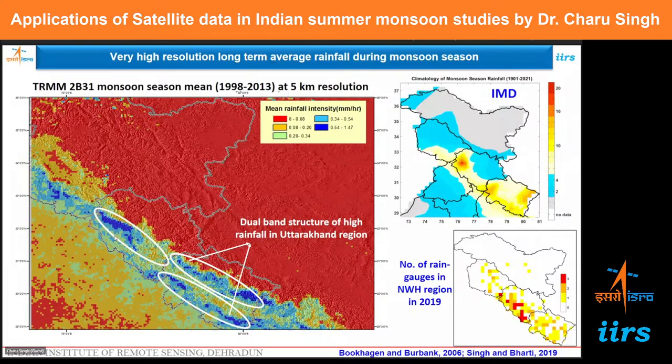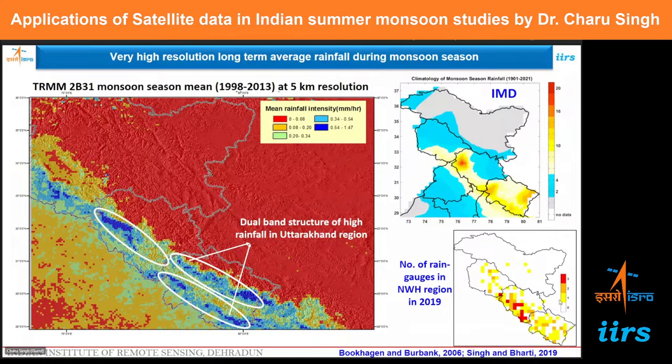If we compare this high resolution satellite data set with the Indian Meteorological Department gridded data set, we note that this dual band structure is not captured, because the data set provided by IMD has a coarser resolution. This is based on ground-based measurements. And if you compare this picture with the number of rain gauges available, which has gone into the development of this product, they are sparsely covered.